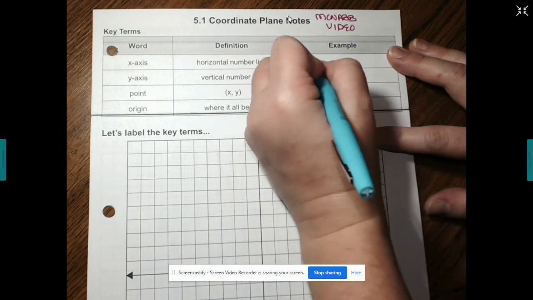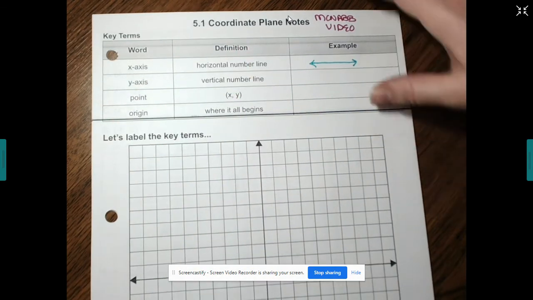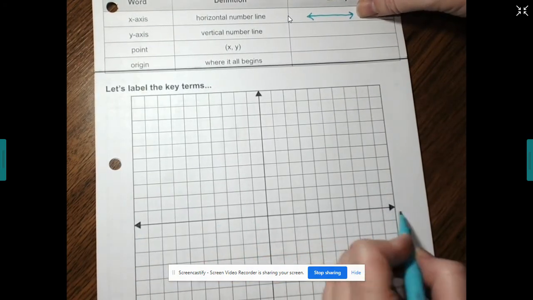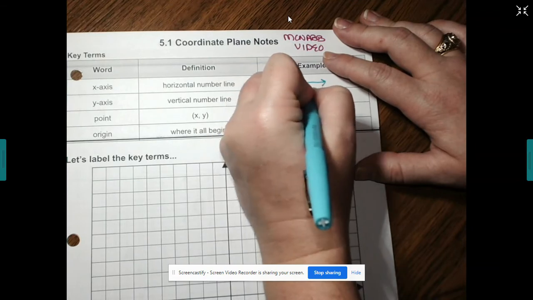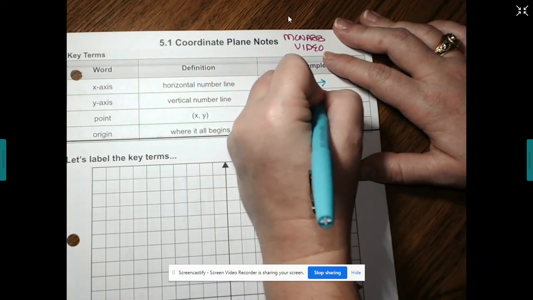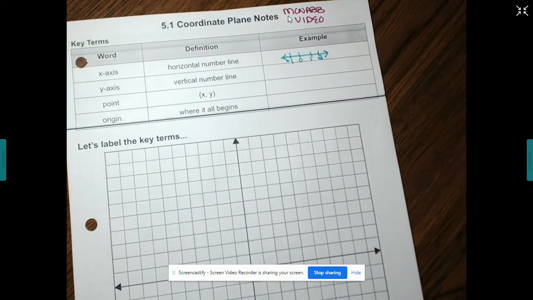If you remember graphing our inequalities just on the number line, that's what this is. If you look down here, this is just a horizontal number line. So it'll have numbers 0, 1, 2, -1, and it keeps going in both directions forever and ever.